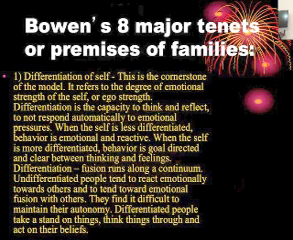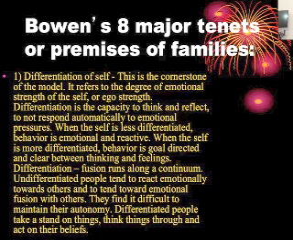Differentiation of self. So just a little bit more about that. This is the cornerstone of the model. It refers to the degree of emotional strength of the self, or the ego strength. Basically, differentiation is the capacity to think and to reflect without doing it just based on emotional reactions. So when the self is less differentiated, then the behavior is emotional and very reactive. Decisions are very reactive. When the self is more differentiated, then it can be thought out. You can make decisions about the behaviors that you want to engage in or not engage in. Like you're in more control.